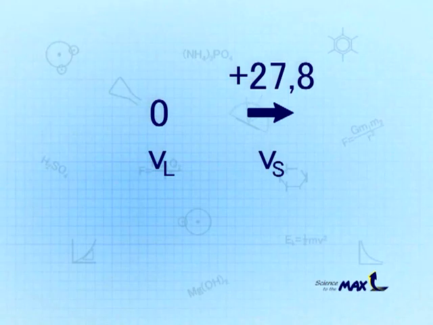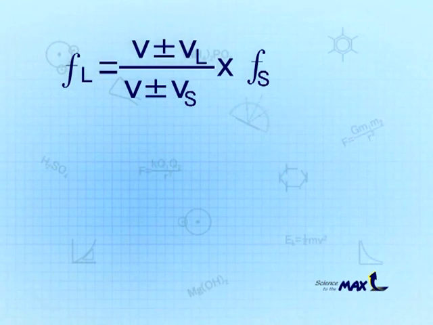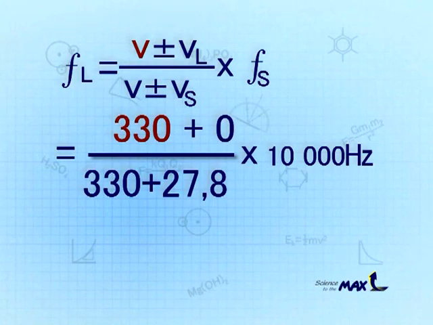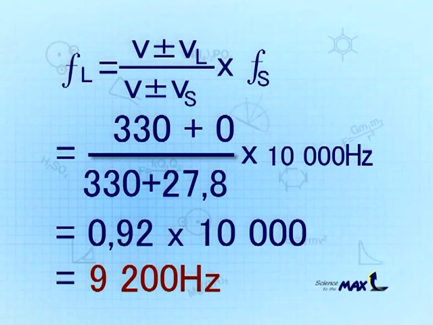Now what if the car was moving away from the boy at the same speed? Your signs would look like this, and your calculation like this. The speed of sound is still 330, the velocity of the listener is still 0, but the velocity of the source is now positive 27,8. The answer comes to 9,200 hertz.